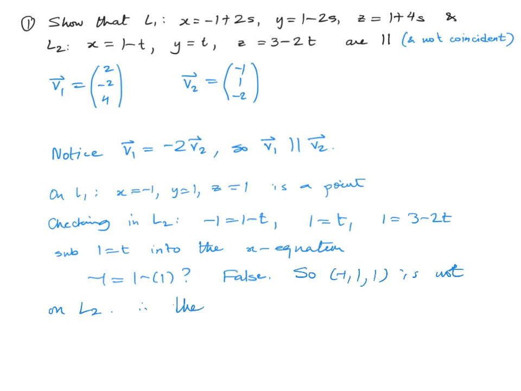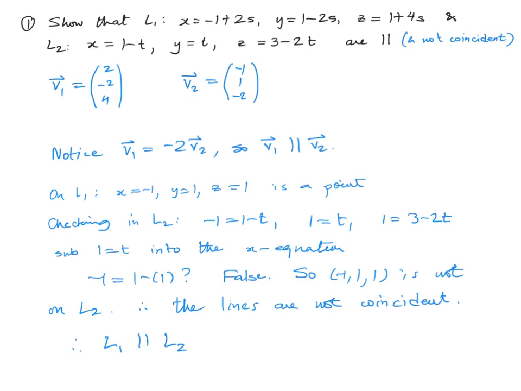Therefore, the lines are not coincident. And since they are not coincident, but they have parallel direction vectors, they are parallel. So therefore L1 is parallel to L2.